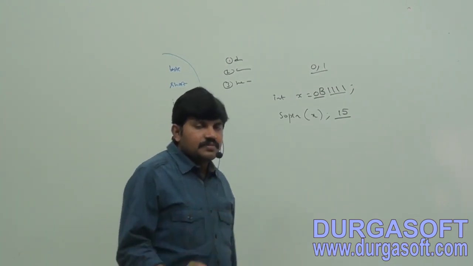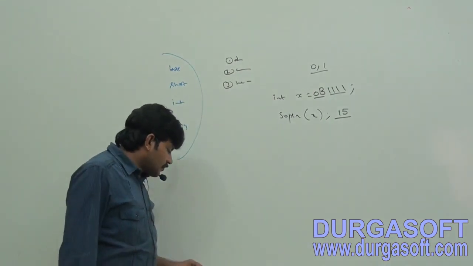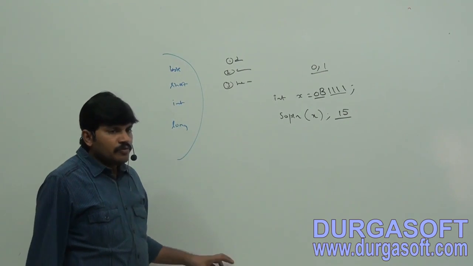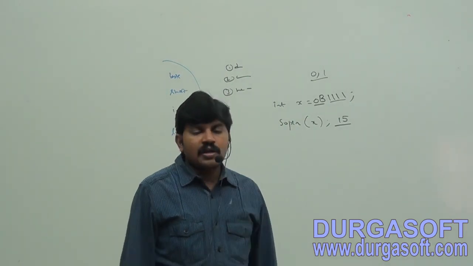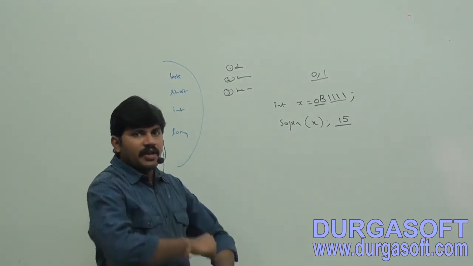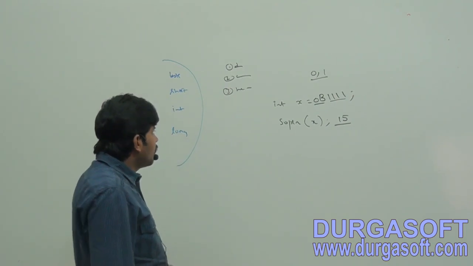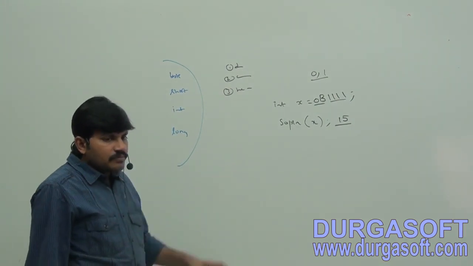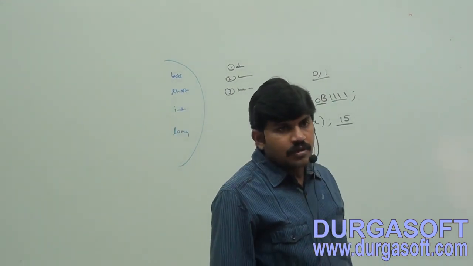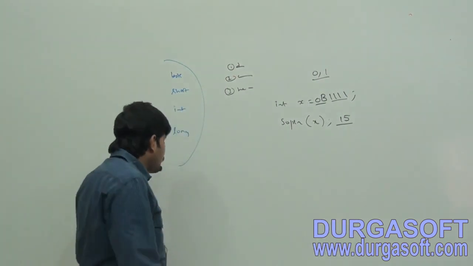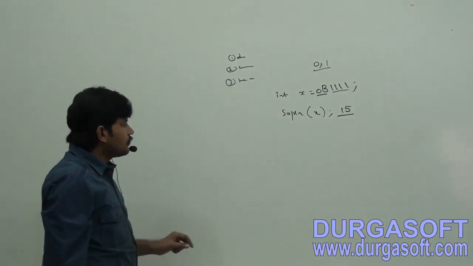For integral data types until 1.6 version, we can specify a literal value in the following ways: first decimal form, second octal form, third hexadecimal form.